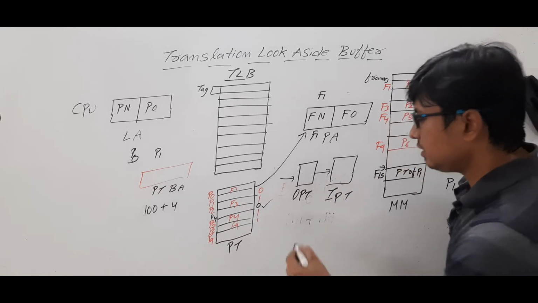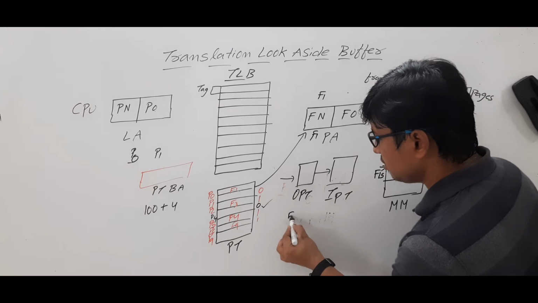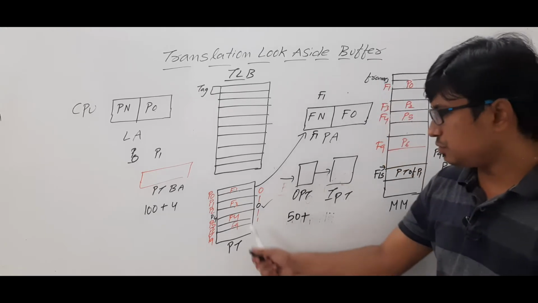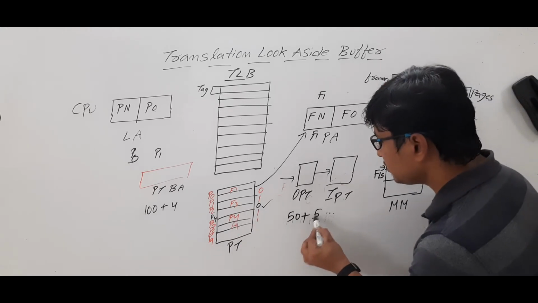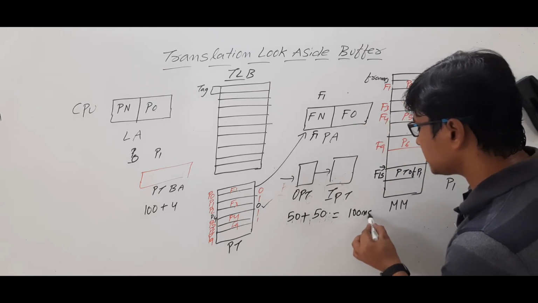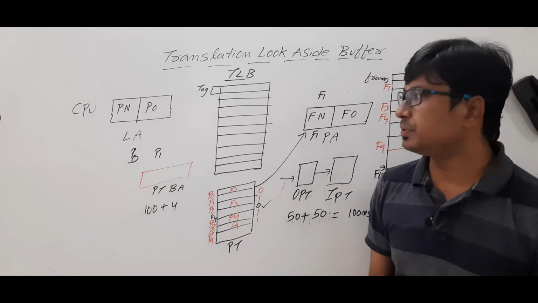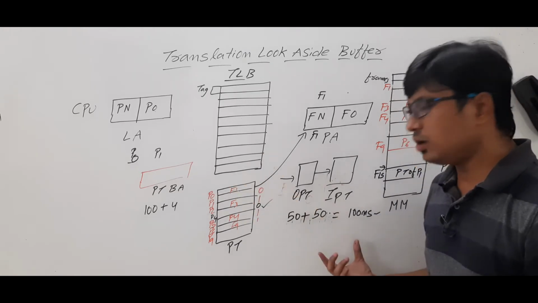Okay, then effective access means to access that particular information. 150 nanoseconds is to access the page table, another 50 nanoseconds is to access the page. So totally 200 nanoseconds it is taking. Is it clear? So then researchers or the developers thought that it is taking a lot of time.